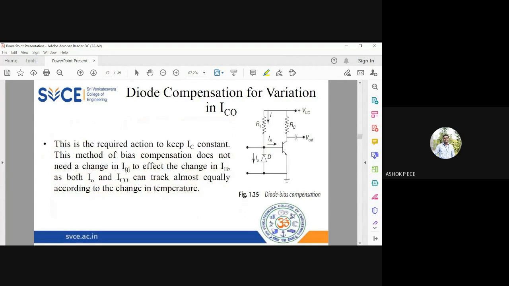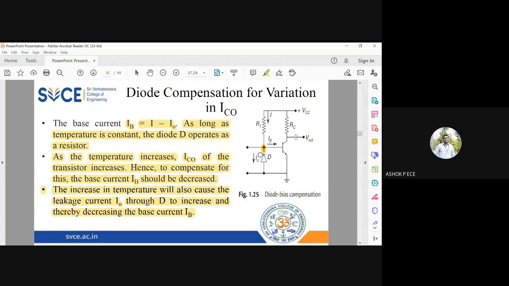So this is just a simple diode which can ensure that the reverse saturation current is cancelled out. So however much increase in IC naught we have, that much reduction in IB will happen, which will ensure that the collector current is also maintained constant.